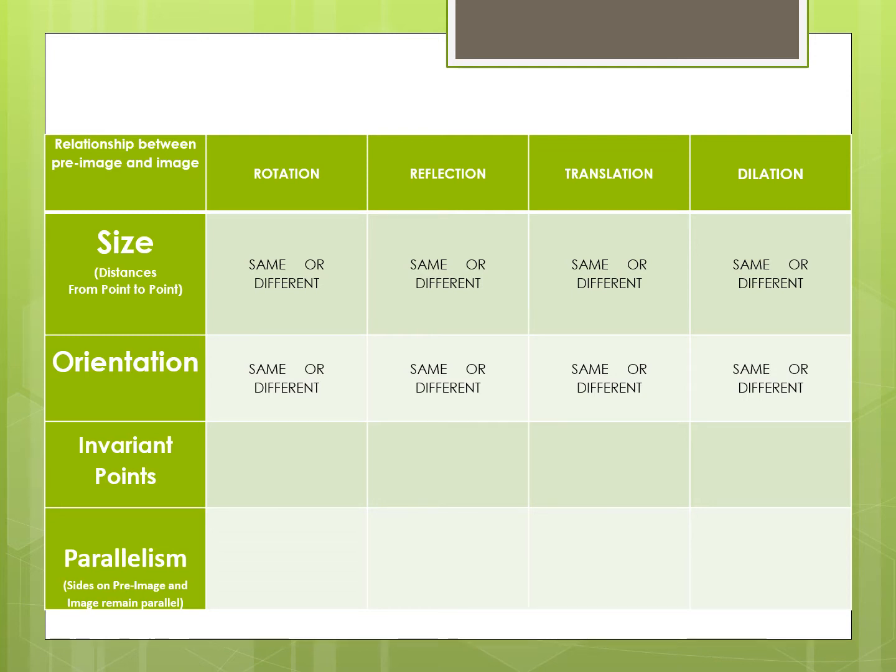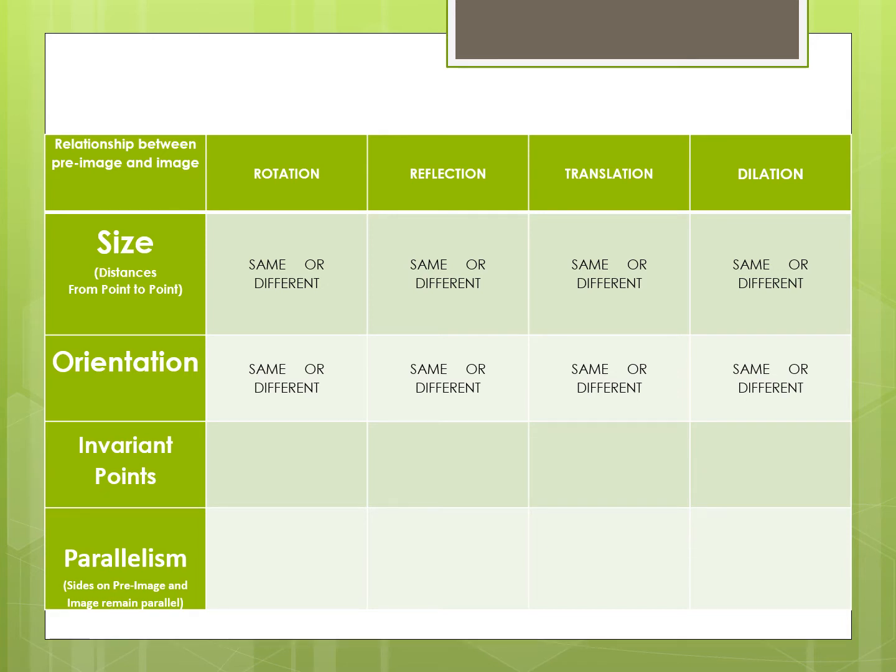Really quick, I want to just go over each term. So on the left side, the relationships, size means that it stays the same size or it doesn't stay the same size. So the distance from A to B to C, if it were a triangle, is all the same or it's not. Orientation is the order of the letters. So if you want to put that underneath orientation so you remember what that means, it's the order of the letters.